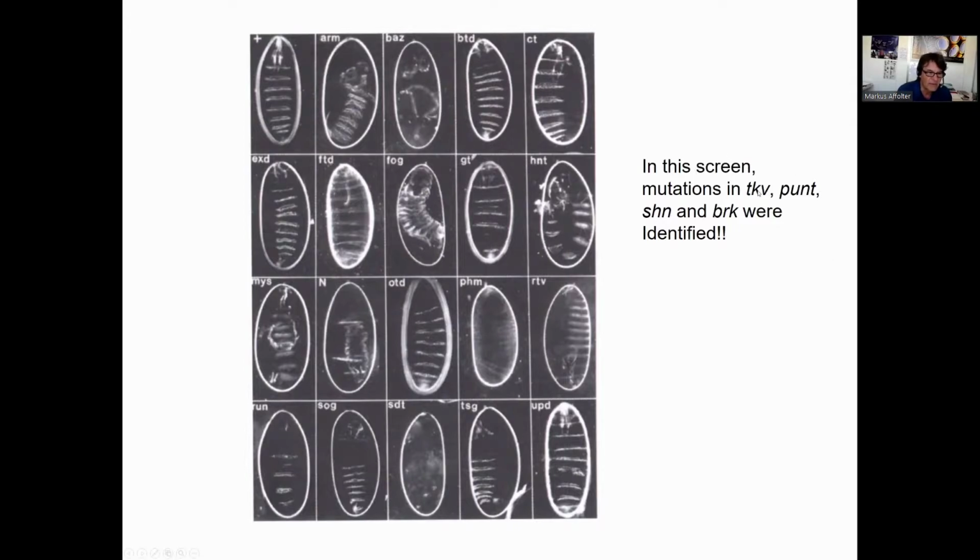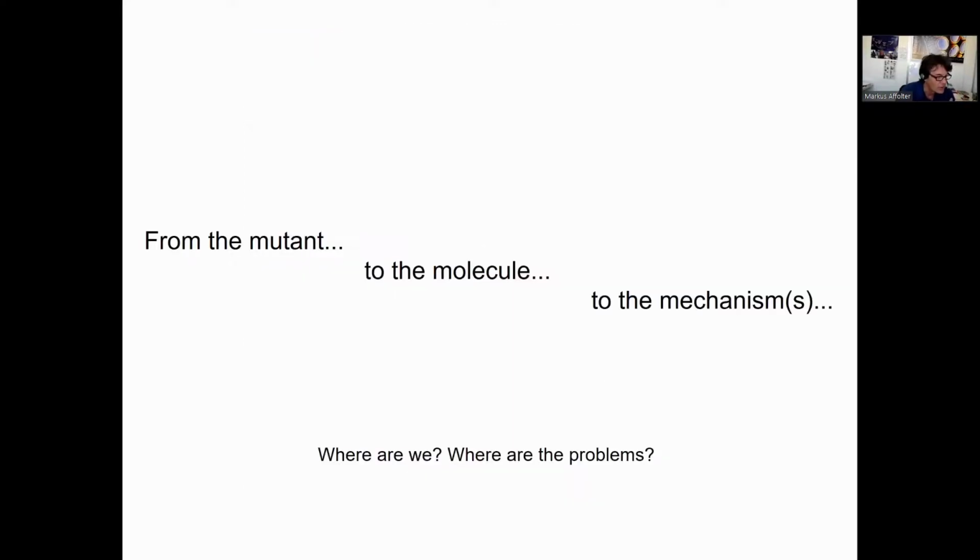They identified in this screen thick vein, punt, Schnurri, Brinker, and now we know that thick vein is a type 1 receptor, punt is a type 2 receptor. Schnurri is a component that is very important to repress Brinker, but all of these mutants came from this screen. We just had to find out their molecular nature and then their molecular function. And this has been ongoing for 30 years. I think by now all of these genes are cloned. And so you went from the mutant to the molecule to the mechanisms.